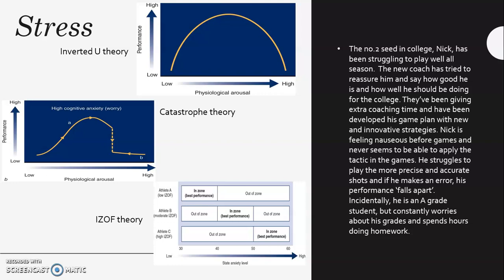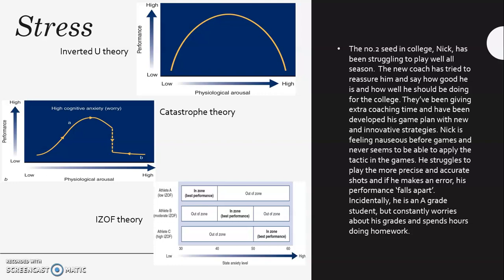Another factor is external factors. This could be major life events, negative social interactions, or the environment. One major life event that Nick's got is that he's doing his A-levels, which could be a cause for stress, as he worries about the exams as well as the match.